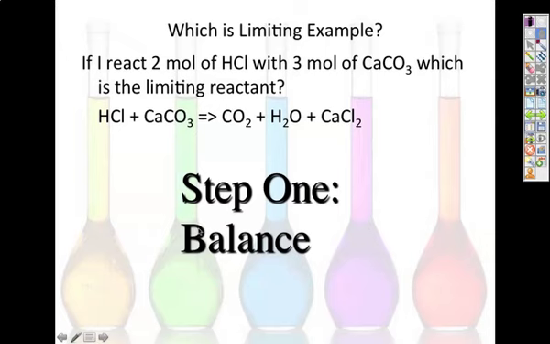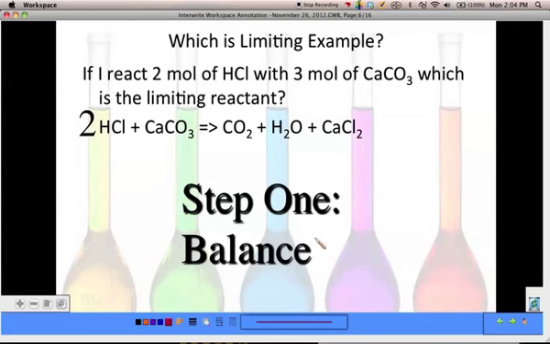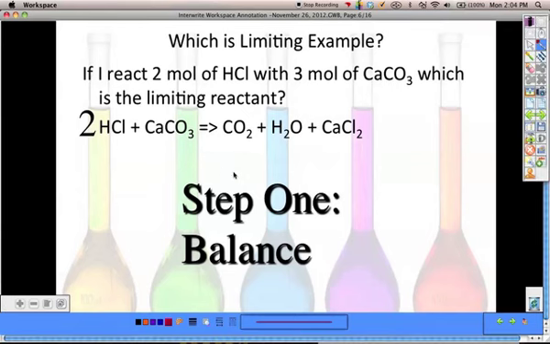What number goes in front of the HCl? 2, yes. So 2HCl plus CaCO3 goes to CO2 plus H2O plus CaCl2. Okay, you get to pick any of these products because it's not telling us specifically that it wants one. It's not saying determine the theoretical yield. It's not saying figure out how much water you could get out. So you get to pick.